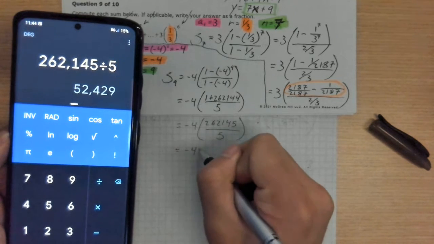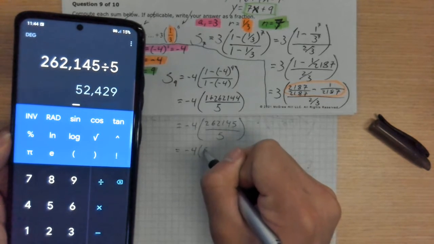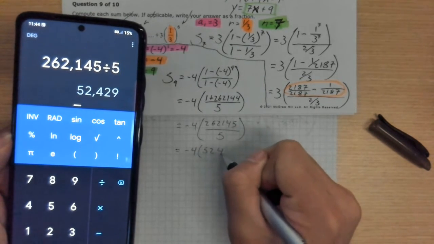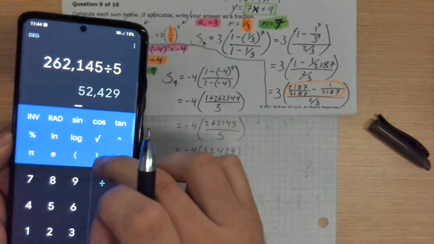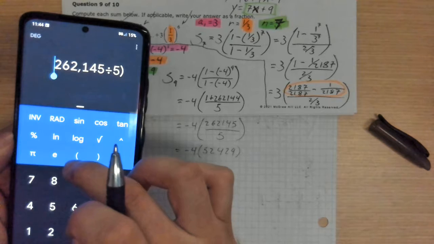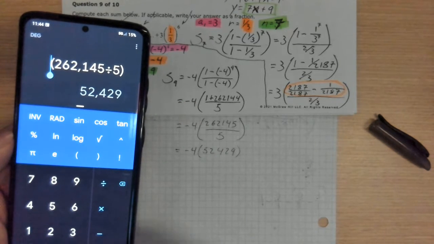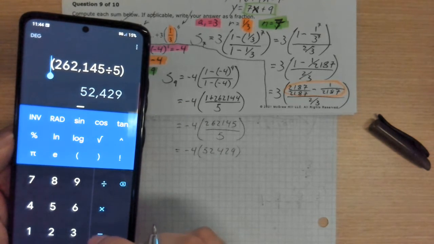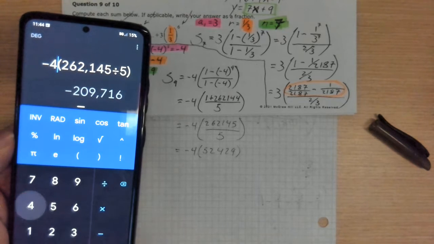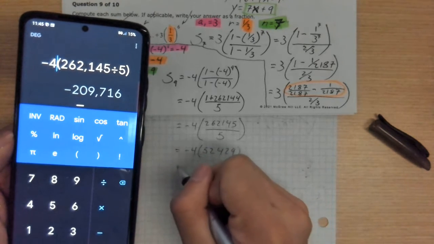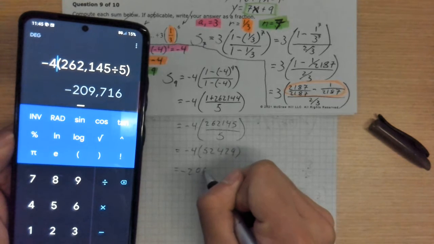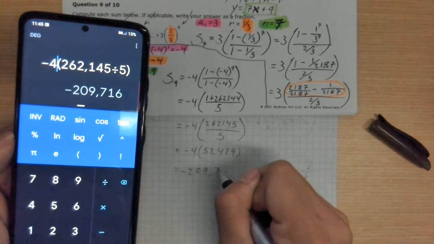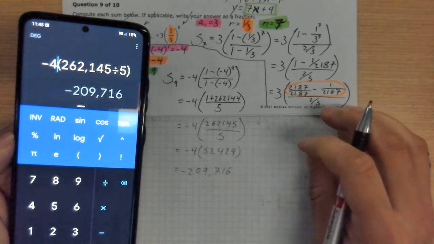So minus 4 times 52,429. I'm multiplying by minus 4, sorry. That times minus 4 gives me minus 209,716.